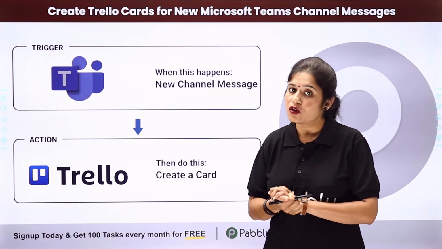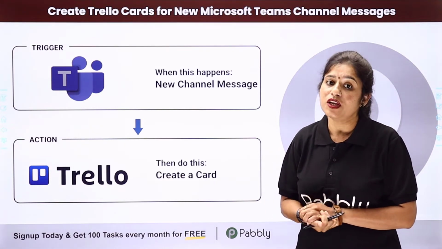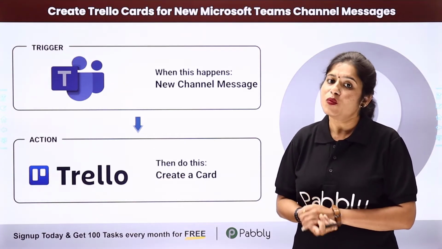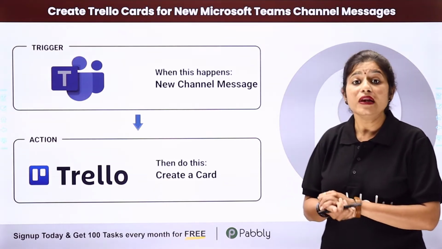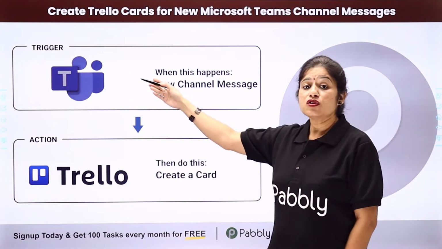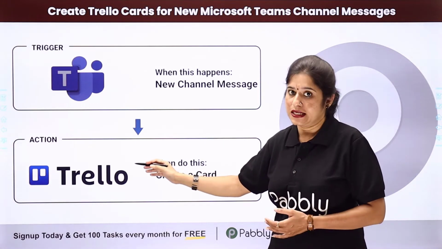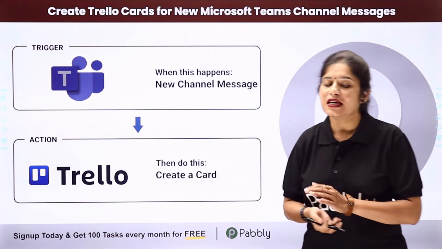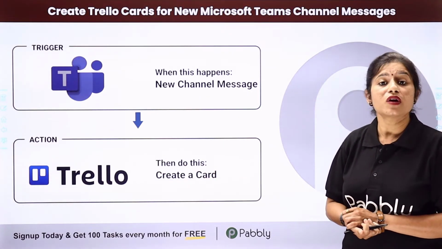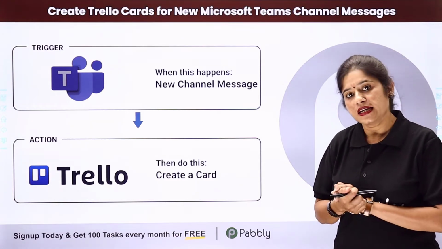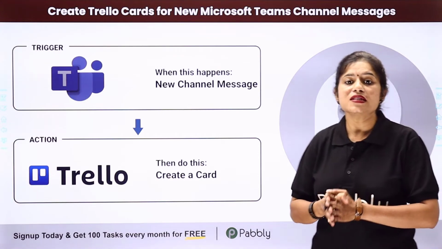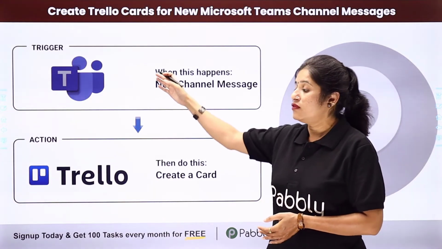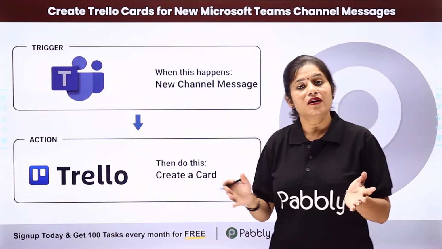So in this particular video, we are going to set up an automation using Pabbly Connect. Pabbly Connect is an automation and integration software which will help us in integrating Microsoft Teams with Trello automatically. The best part here is it doesn't require any coding skills or programming knowledge. Even a non-technical person can use this software application very easily. So how you can set up an automation between Microsoft Teams and Trello, you can watch on my screen.